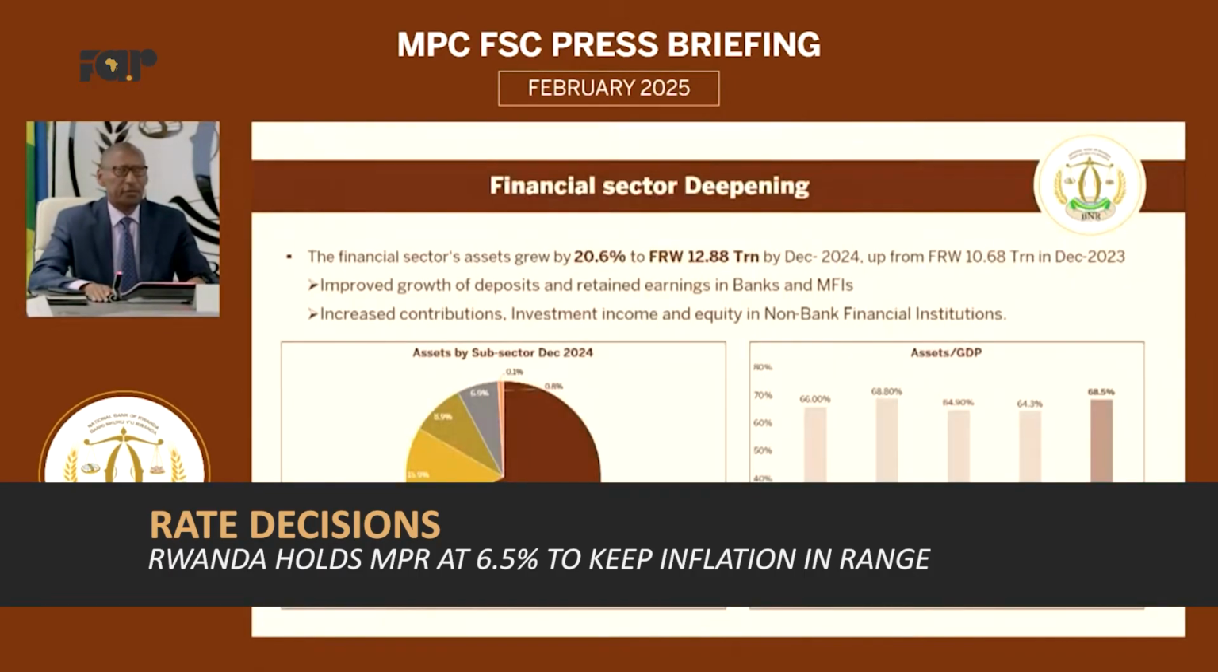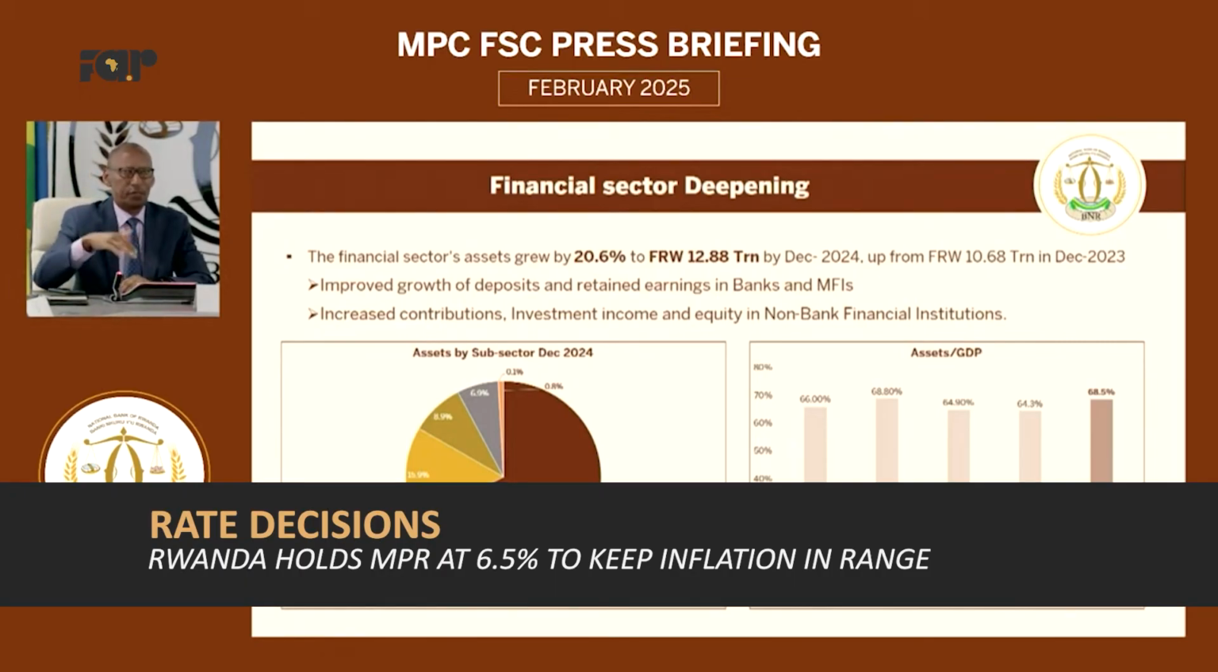On the Financial Stability Committee, we start by looking at the overall deepening of the financial sector. It continues really to deepen, with assets growing by 20.6% to 12.8 trillion. And this translates into 68.5% of our economy. So when you look at that 5-year horizon, we had a blip in 2021 because the economy had really shrunk in 2020 because of COVID.